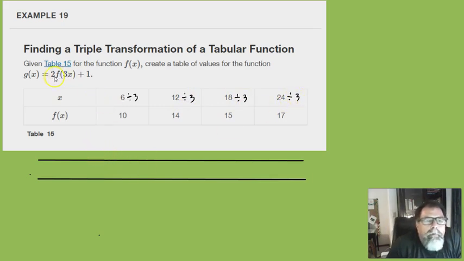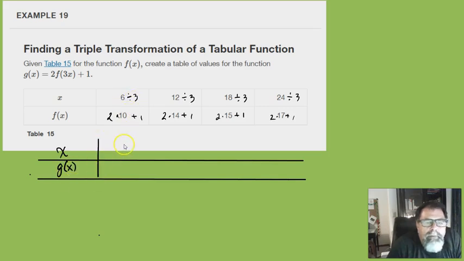And then I'm going to take the y value, times 2, and then add 1. So times 2, then add 1. Times 2, then add 1. Times 2, then add 1. So this would be my new x, g of x.